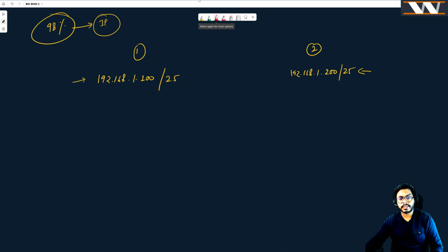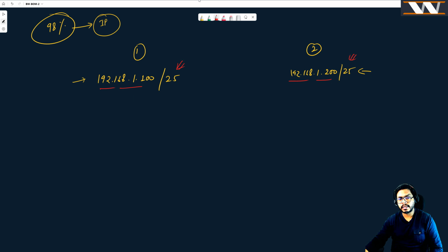And the logic which I got from all the candidates most of the time is that because we have a subnet mask of 25, because we have the same subnet mask, that is why these two hosts are part of the same network, which is absolutely wrong, right? What should be your approach?